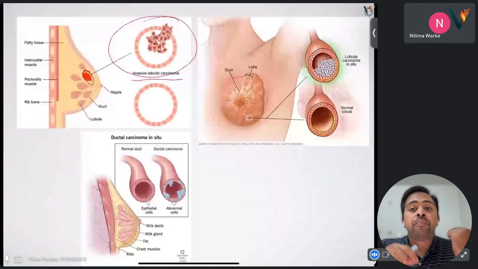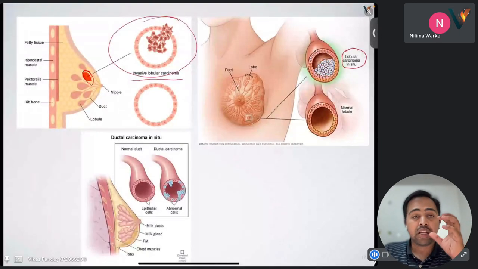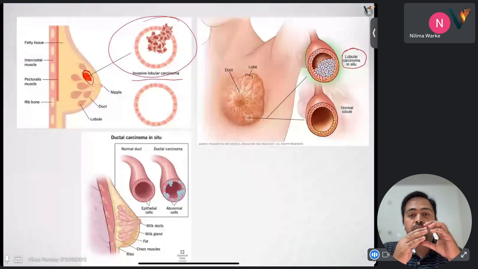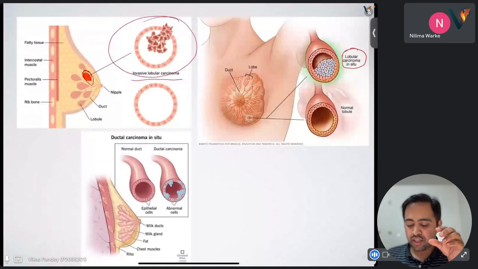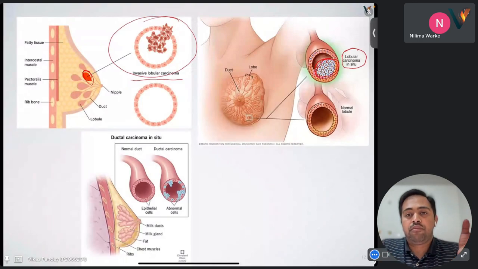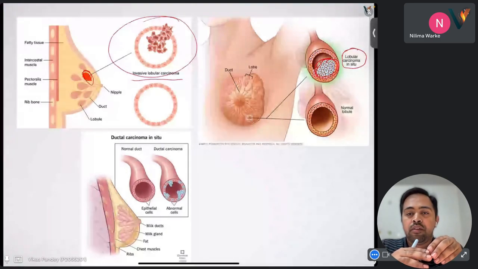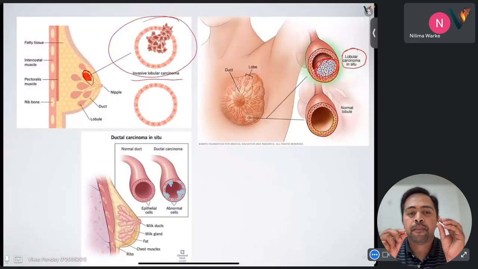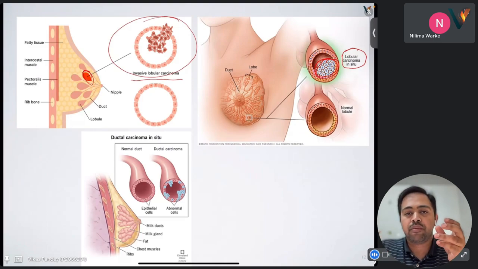Yes. Okay. This is the second type, lobular carcinoma in situ. This is also inside the lobule. It is growing. It can affect that area. Like you see, it is filling in. But it will not break out and spread to other places. It will have a localized effect. And in such cases, it is very easy, you can remove it.